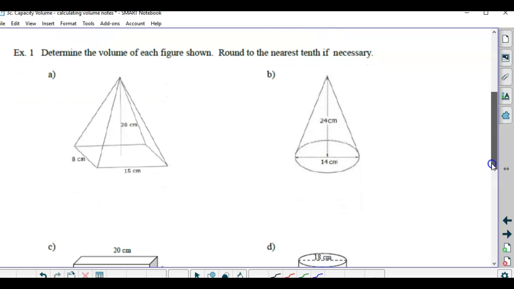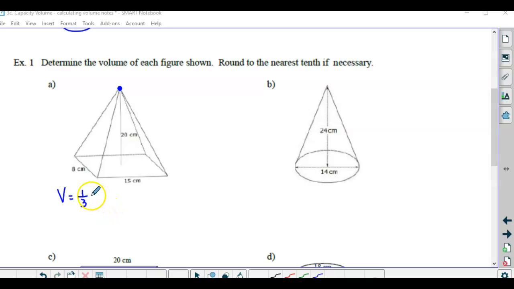So let's practice these. Determine the volume of each, round to the nearest tenth. So take a look at what the base is. It's a rectangle, and it also meets at an apex. So the volume is 1/3 the volume of the prism with the same base.